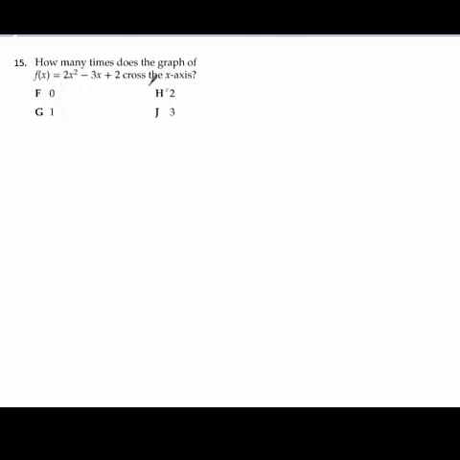All right, how many times does a graph of this cross the x-axis? We're not looking at all for graphing. We're looking for what are my x-intercepts? Are they real? If your x-intercepts are real, that means they cross the x-axis.